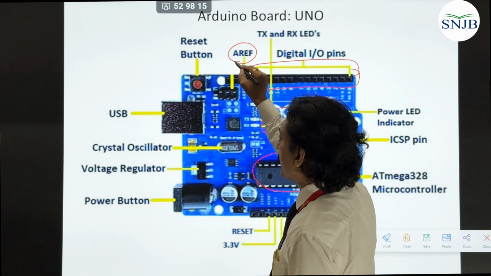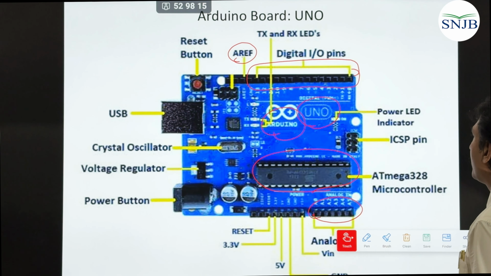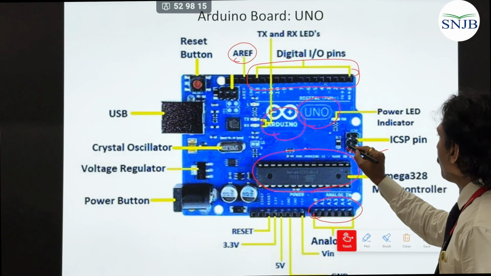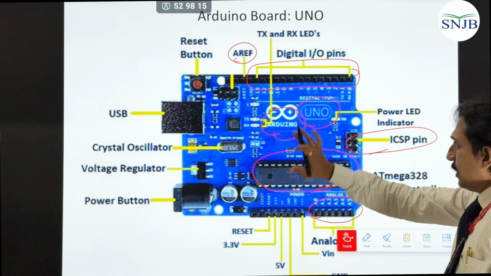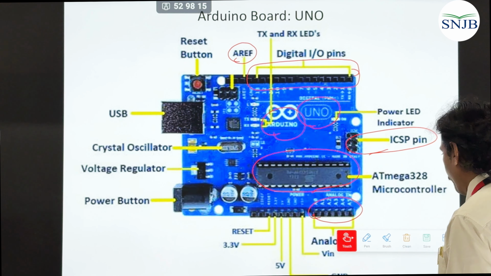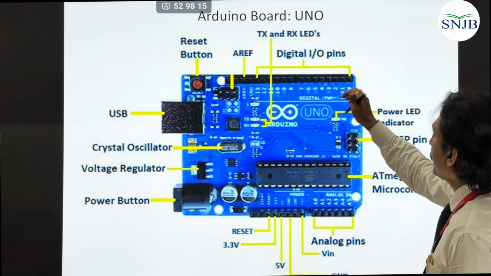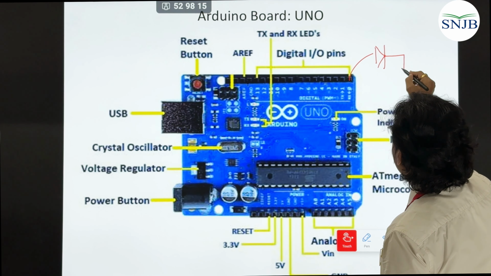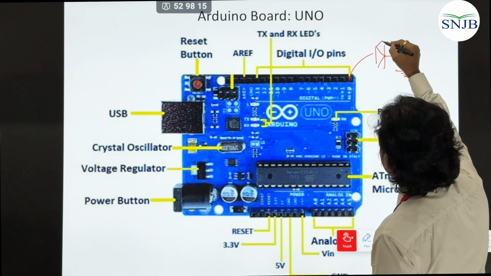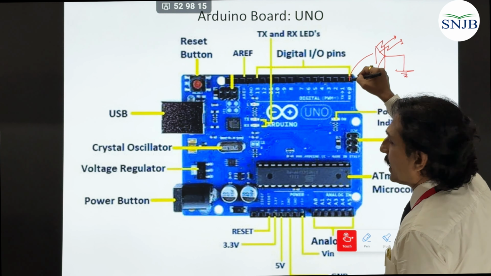This is the analog reference that has been given. This is the in-circuit serial programming header. So this is a general picture of the Arduino board. We can directly connect light emitting diodes or similar devices directly to these pins.